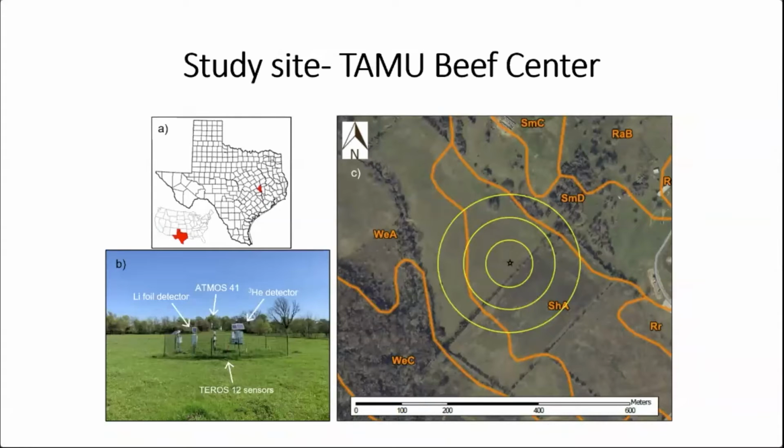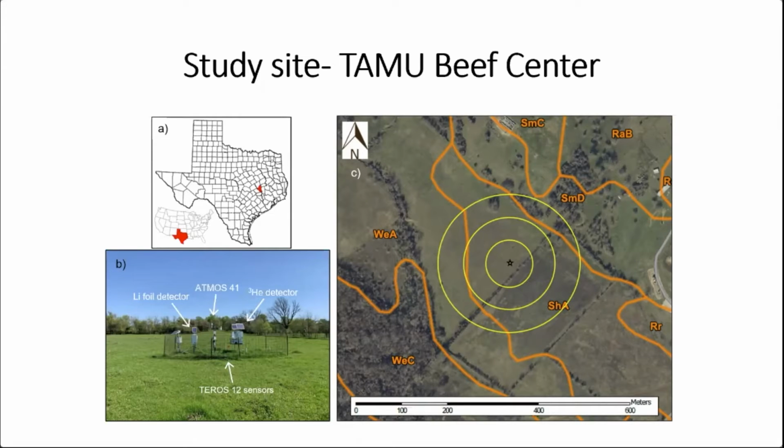The location of this study is in Southeast Texas at the Texas A&M Beef Center. In sub-figure B here, we have the lithium foil detector and the helium-3 detector installed at the site. We also had an all-in-one weather station, as well as subsoil moisture sensors installed at 5, 10, and 20 centimeters below the surface.